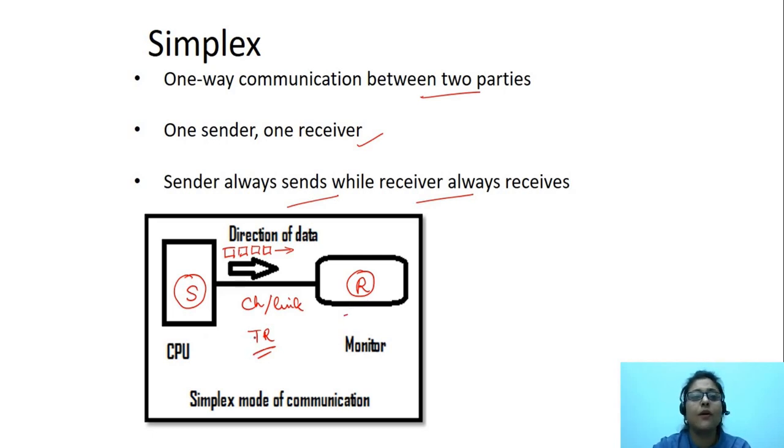One example of a simplex mode of communication is that between the CPU and the monitor. We know that the CPU always sends data to the monitor and the monitor always receives data and showcases this data through its graphics. But in no case can the monitor send data to the CPU. So this is a no. And in no case can the CPU receive the data. So this is simplex mode of communication.